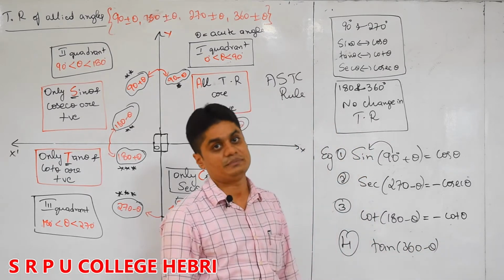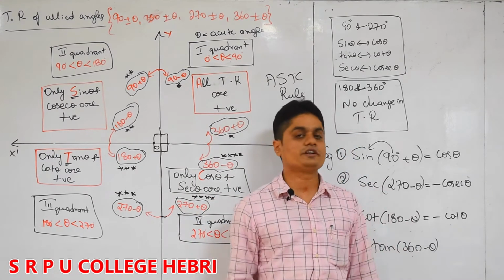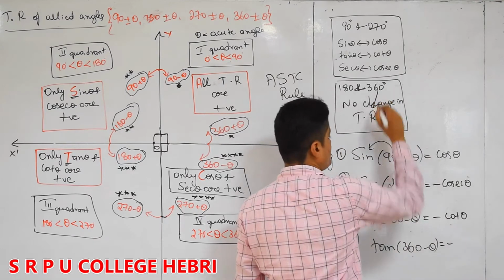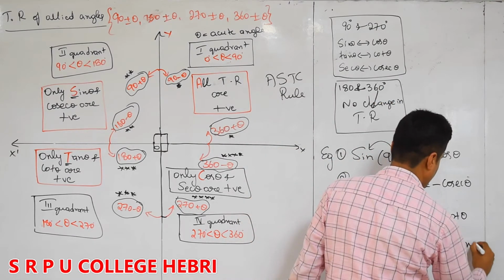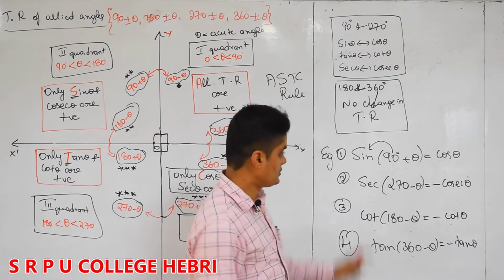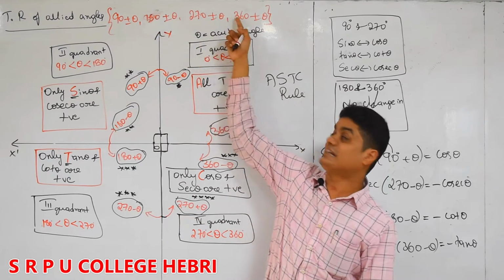Tan of 360 minus theta. 360 minus theta, which quadrant? Fourth quadrant. In the fourth quadrant, is tan positive or negative? Negative. With 360, is there any change? No change. So it is minus tan theta. Understood? So like this, try to write trigonometric ratios of all these allied angles.